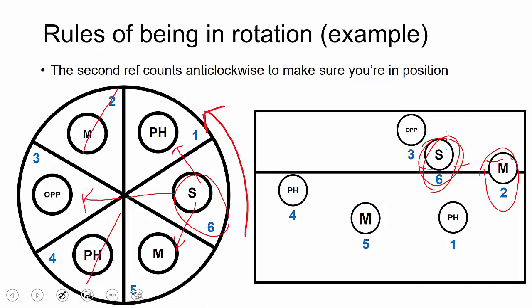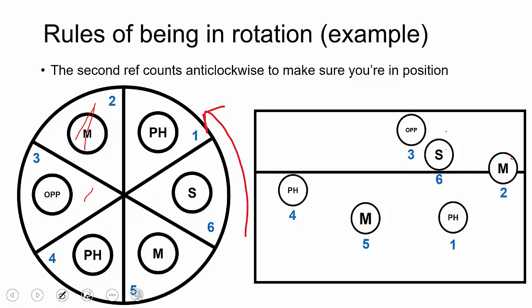We have to check who's in the opposite position. That's the key thing. We don't actually care about these two people here. All right, so we're looking from the perspective of the setter here. Who are we concerned about? Who's in position one? Who's in position two? Okay, so those are the people we care about the most.